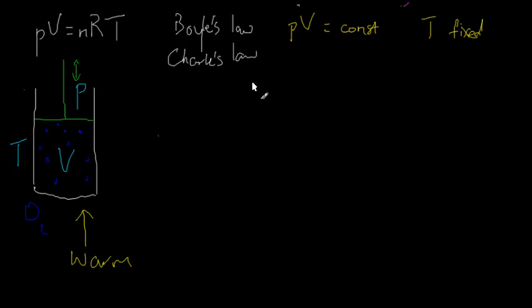Now Charles' law says that if you fix the pressure, and say you increase the temperature, volume expands, then Charles' law says that volume divided by the temperature must always be a constant. And it's important at this point to note that the temperature must be in kelvins.